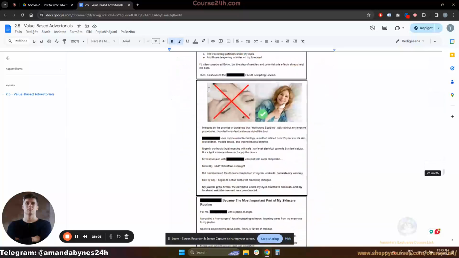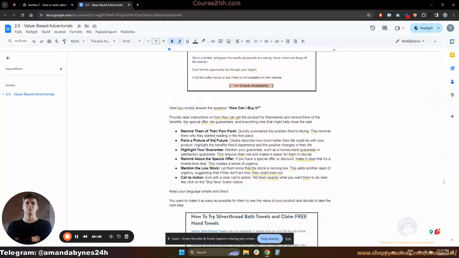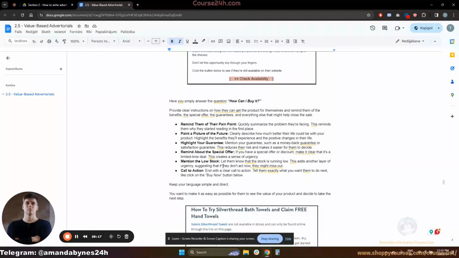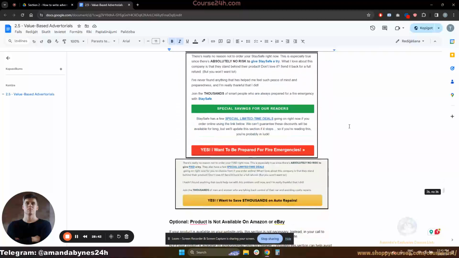You can combine it with a close. You might remind them of the pain points, paint a picture of the future, and then move on to highlighting your guarantees, remind them about the special offer, say that there's low stock, and then put a call to action saying click the button below to check availability and claim your discount. So make them imagine the future, or remind them of why they're reading this article, how bad their current product is, and then move on to answering the question, how can I buy it? Remind them about the guarantees, the offers, the low stock, and anything else you find important. Keep it simple and straightforward.